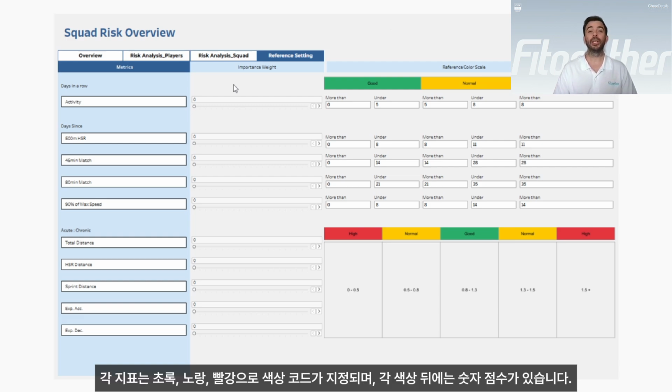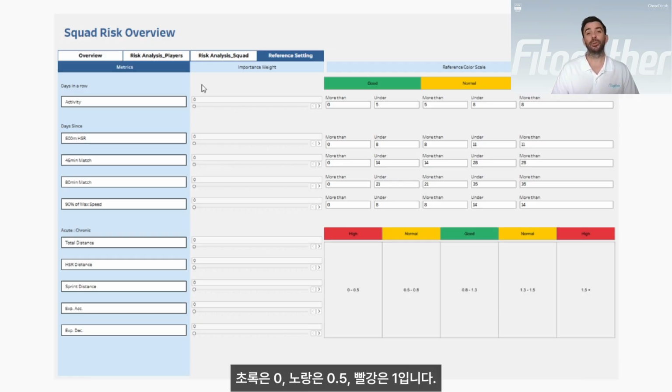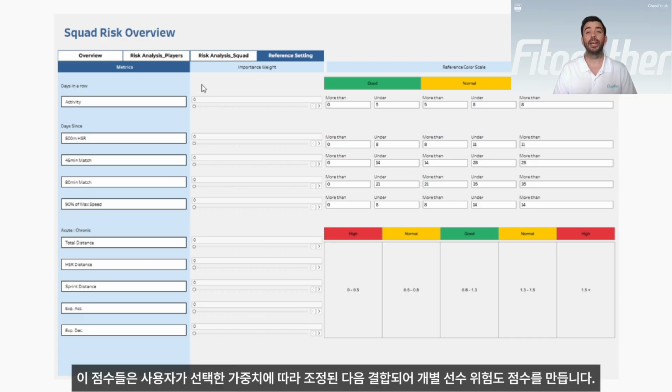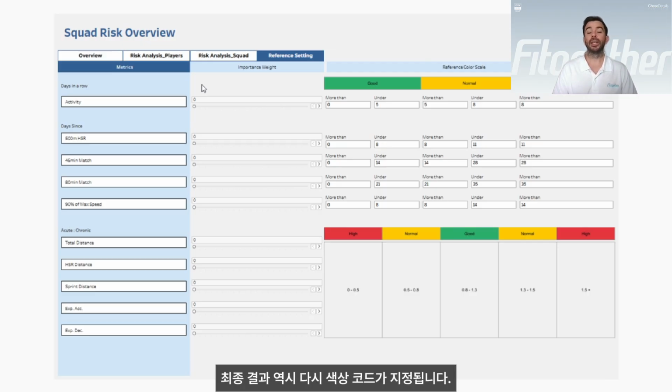Each metric is color-coded, green, yellow, or red. And behind each color is a numeric score. Green equals 0, yellow equals 0.5, and red equals 1. These scores are then adjusted based on your chosen weighting and combined to create an overall player risk score. The final result is color-coded again.